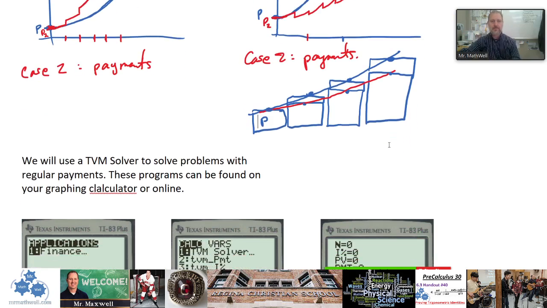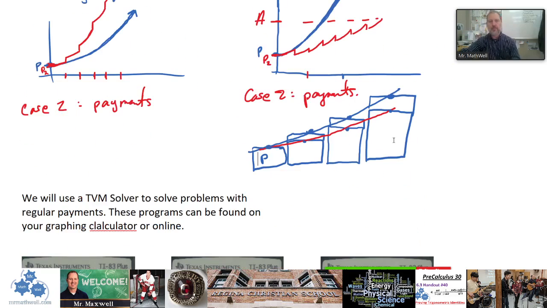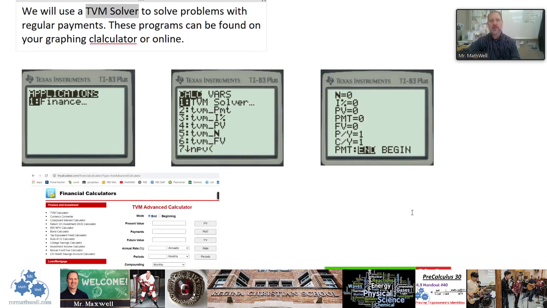All right, so how are we going to do this? Well, we are going to use something called a TVM Solver. Let me just show you where that is on your graphing calculator. Let's say you have a graphing calculator at home, or you're watching this video sometime and you do have a TI-83. It's got an application button, and in the applications you've got the finance. That's the function you're going to want to use, finance.